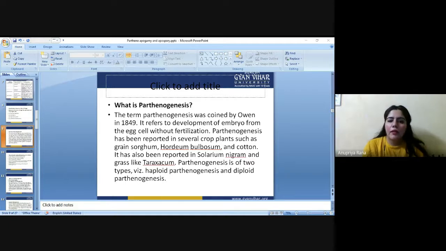So basically, in reference to the development of the embryo, the embryo will develop without the process of fertilization. This is common. Parthenogenesis has been reported in several crop plants, and there are some examples in which parthenogenesis has been seen, or we can artificially introduce it in these kinds of crop plants.